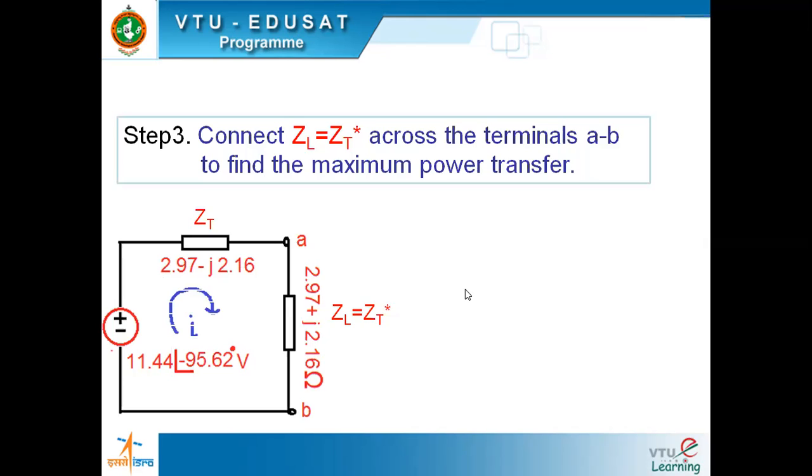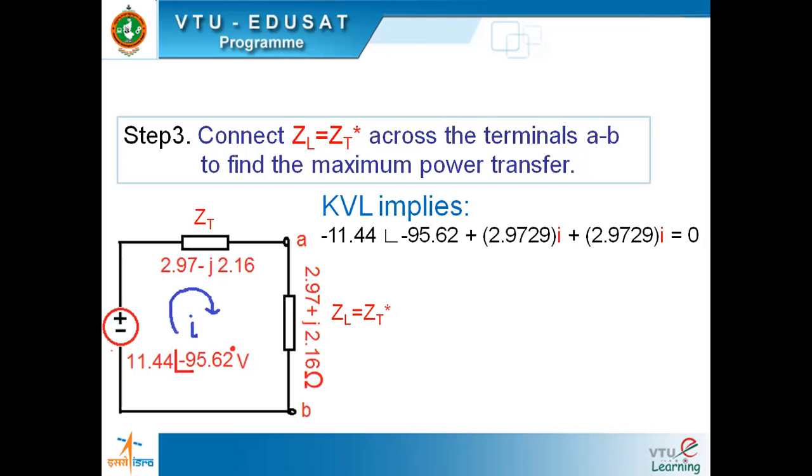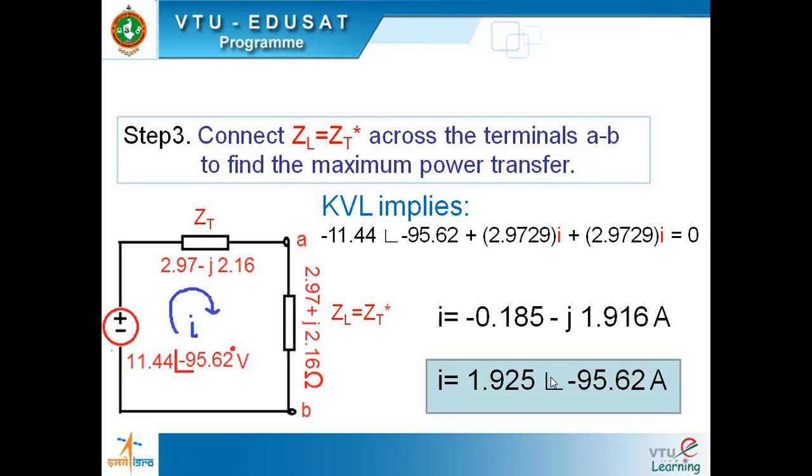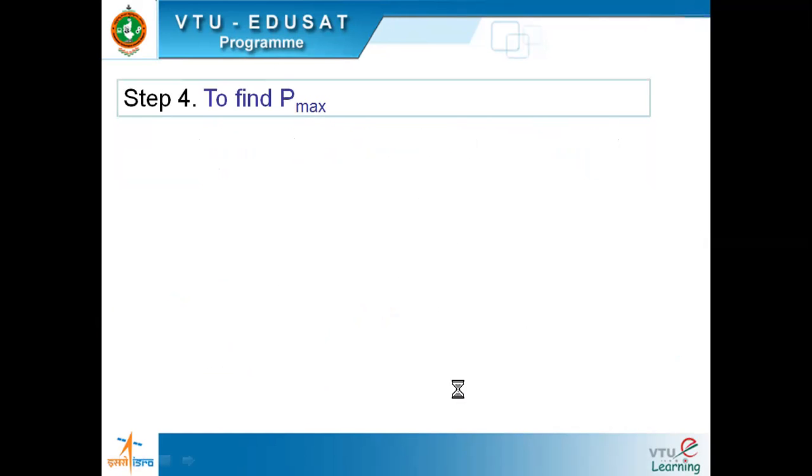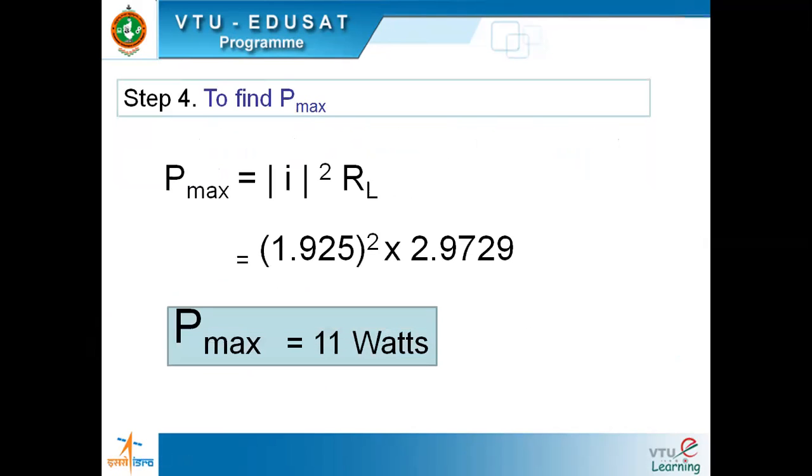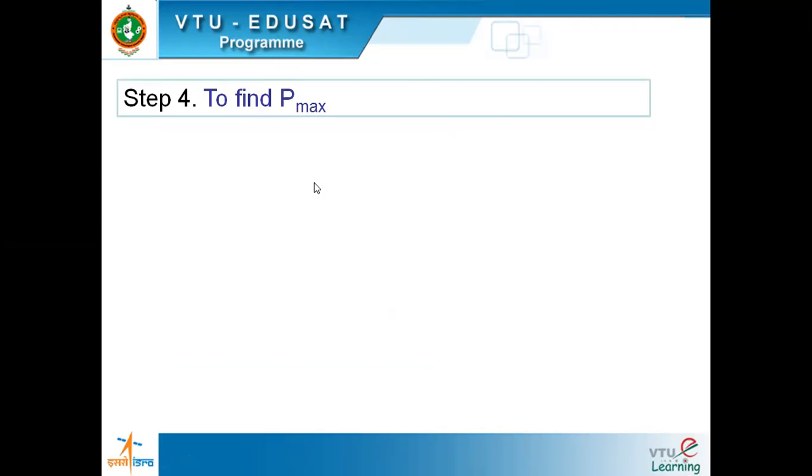So you have to find out I. For that you will apply KVL and find out I in R theta form. This is the magnitude: 1.925 is the magnitude. And when we are finding out the power in the end, we actually consider the magnitude of I, mind you. So this is I. We want the magnitude of I. What is the magnitude of I squared? This is the magnitude.